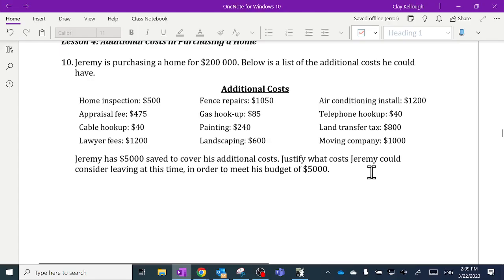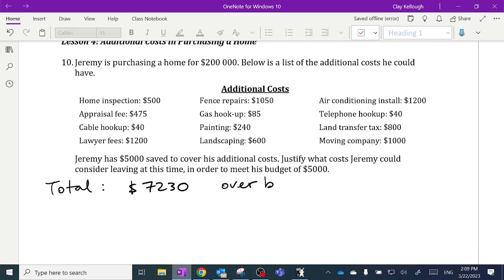Okay, so step 1. Does Jeremy have enough saved up to cover all this? He has $5,000. No. The total here, I added it all up, is $7,230. So he is over budget by, minus 5,000, $2,230. So which things could he put off to save that?